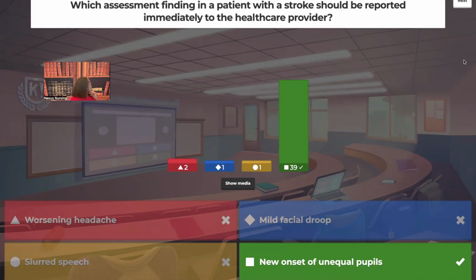All right, guys, on the live, I have another question for you. That last option, new onset of equal pupils, if that was not an option for you, you had worsening headache, mild facial droop, and slurred speech. Between those 3, which would be your priority to report to the healthcare provider? Oh, I'm so proud of you. Yes, worsening headache. Out of worsening headache, which word made you know that would be your priority? Would it be worsening or headache? Yes, worsening. That lets you know there's been a change. It's gotten worse. There's been a change and it's not for the good.